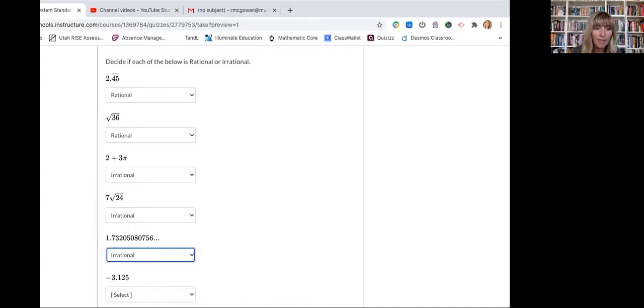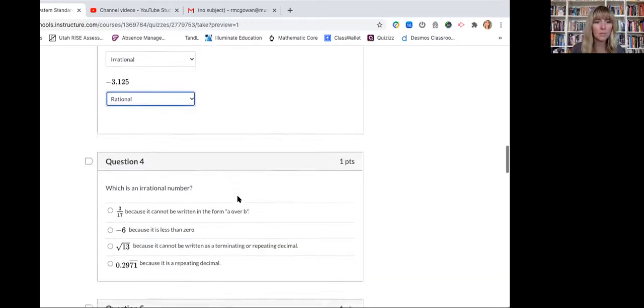It just keeps going. This is what we call terminating. It stops. So I could totally write this as -3 and 125 over 1,000, and then I could simplify it. But the fact is, if it can be written in the form A over B, it is a rational number. So make sure you're really clear on rational versus irrational.